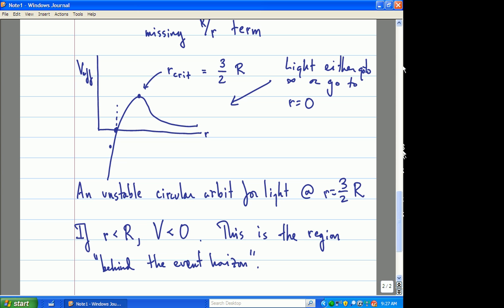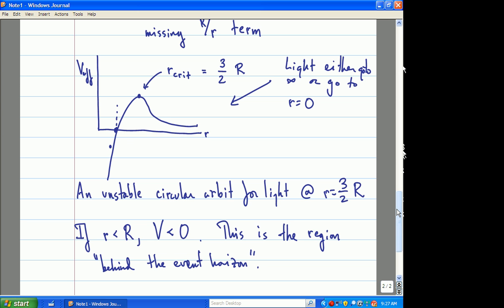Yes, question? But at 3/2 the Schwarzschild radius, light is doomed to go into this Schwarzschild. Not necessarily. Because remember that we have in this equation not only a potential energy v effective, but a kinetic energy.